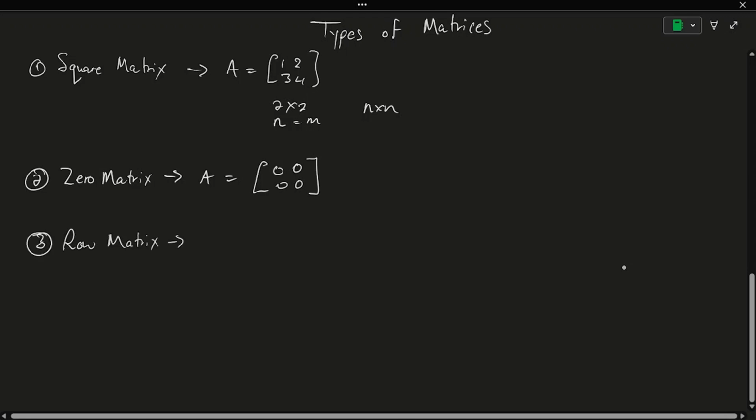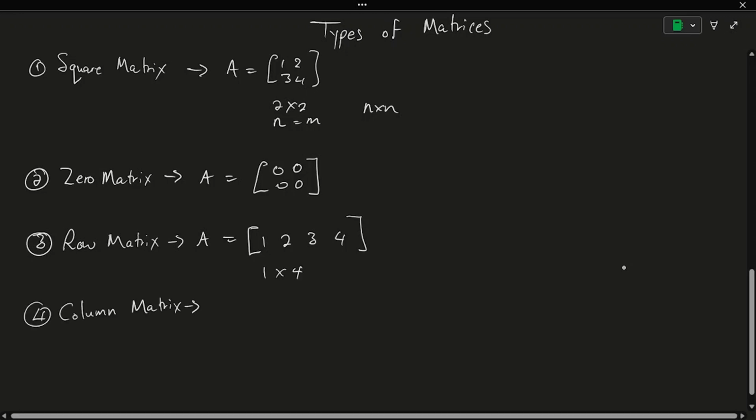A row matrix is a matrix with only one row. Now let's do another example. With only one row, it can be just your numbers. For example, 1, 2, 3, 4. You only have one row and 4 columns, which means it's a 1 by 4 matrix.